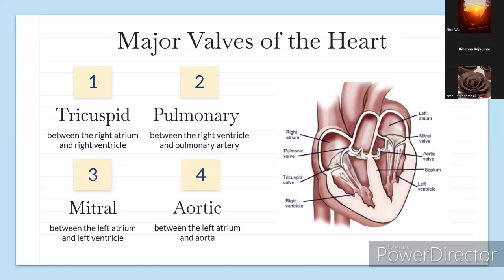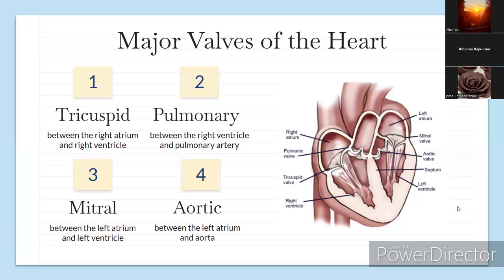So there are four major valves of the heart. We have the tricuspid valve, which is between the right atrium and the right ventricle. We have the pulmonary valve, which is between the right ventricle and the pulmonary artery. And we have the mitral valve, which is between the left atrium and left ventricle. And then the aortic valve, which is between the left atrium and aorta.